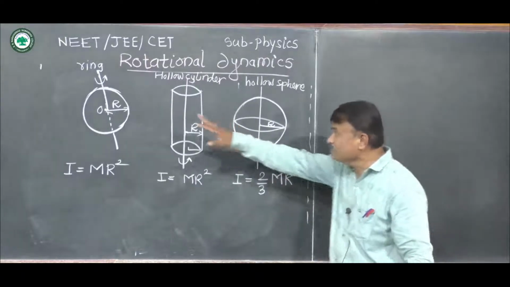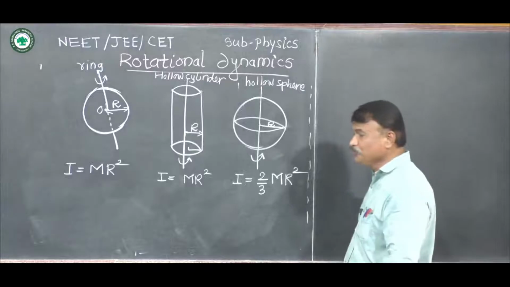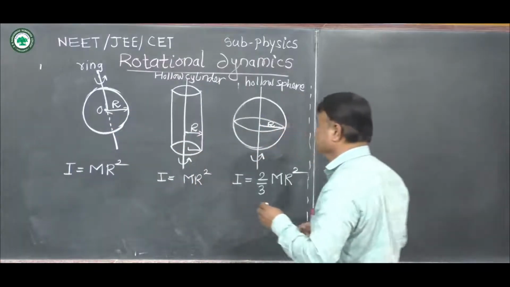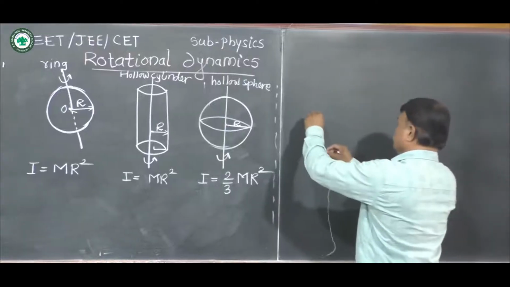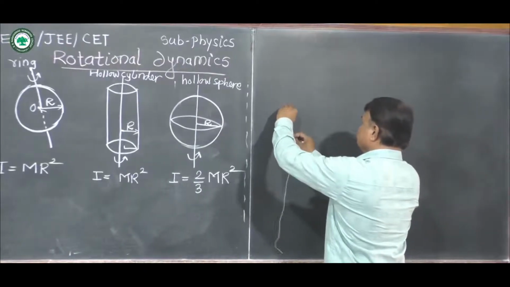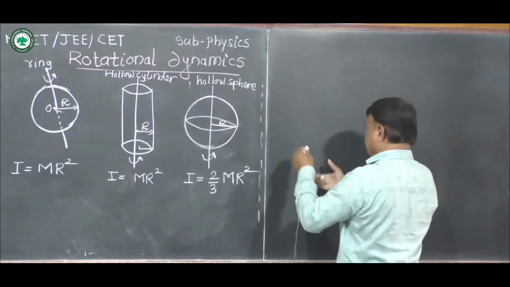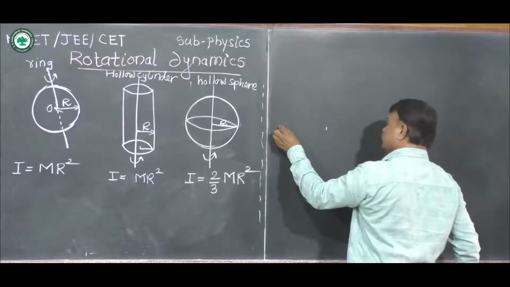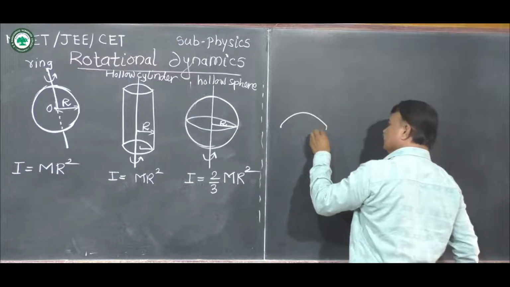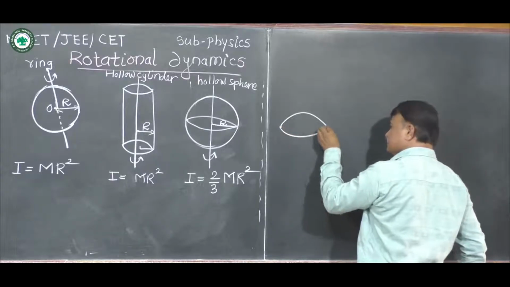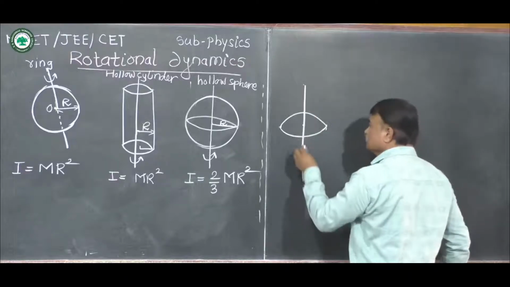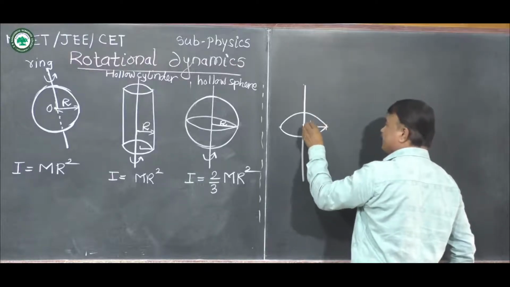Now instead of this ring, if we use a solid disk. Here we consider a disk, and this disk is rotating about its axis passing through its center, like this, and the disk has radius say capital R.